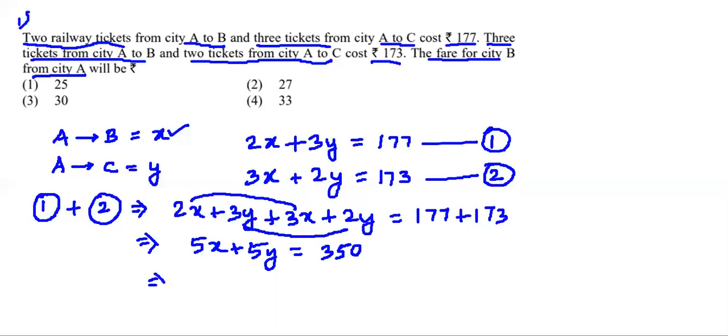And let's proceed to the next step. So see here, we have 5x plus 5y. That means we can have the number 5 as a common factor, so that we'll be having 5 times x plus y, which will be equal to 350. And finally, when we divide both sides by 5, left hand side we will simply have x plus y, and right hand side we have 350, which when divided by 5 gives 70. Okay, so we have got x plus y is equal to 70.